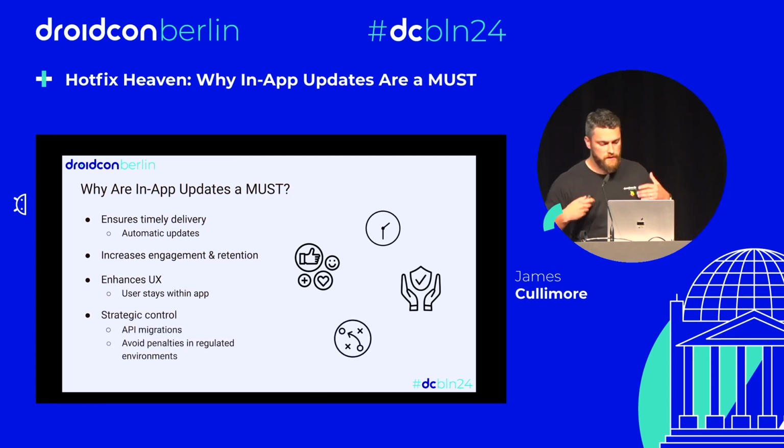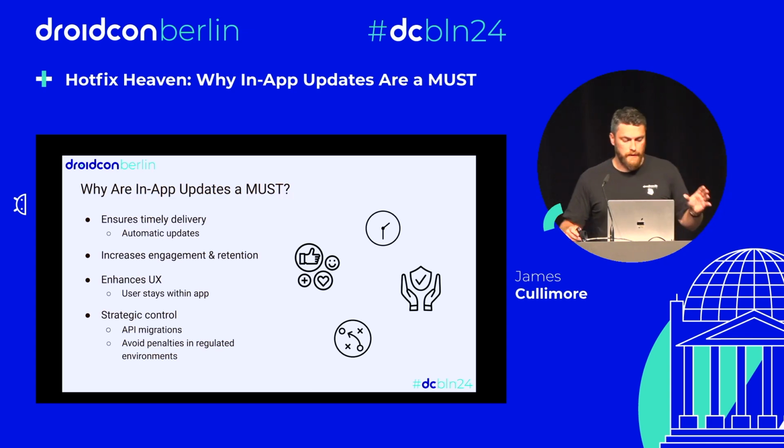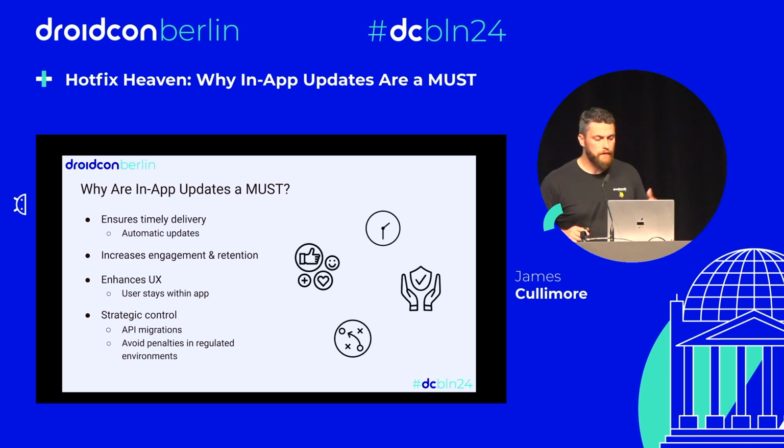And it allows us strategic control. So we have control over our own API migrations and code migrations. And as well, there is the case of being able to avoid a penalty in a regulated environment. For example, if we have a health app and there's been some sort of data breach, we want to try and get a security patch out straight away as fast as we can to avoid said penalty. And we can do that by using in-app updates.